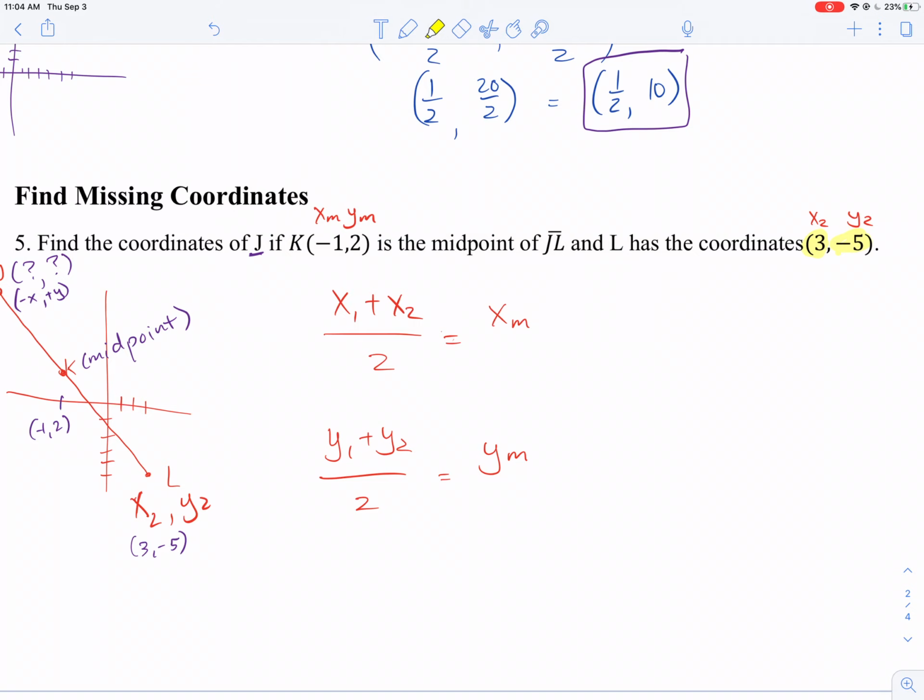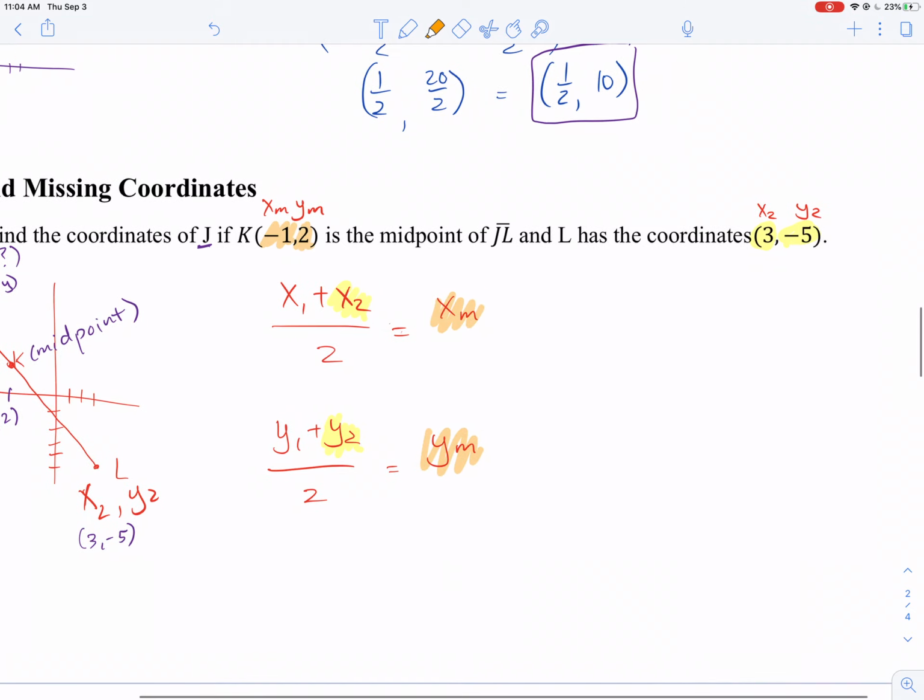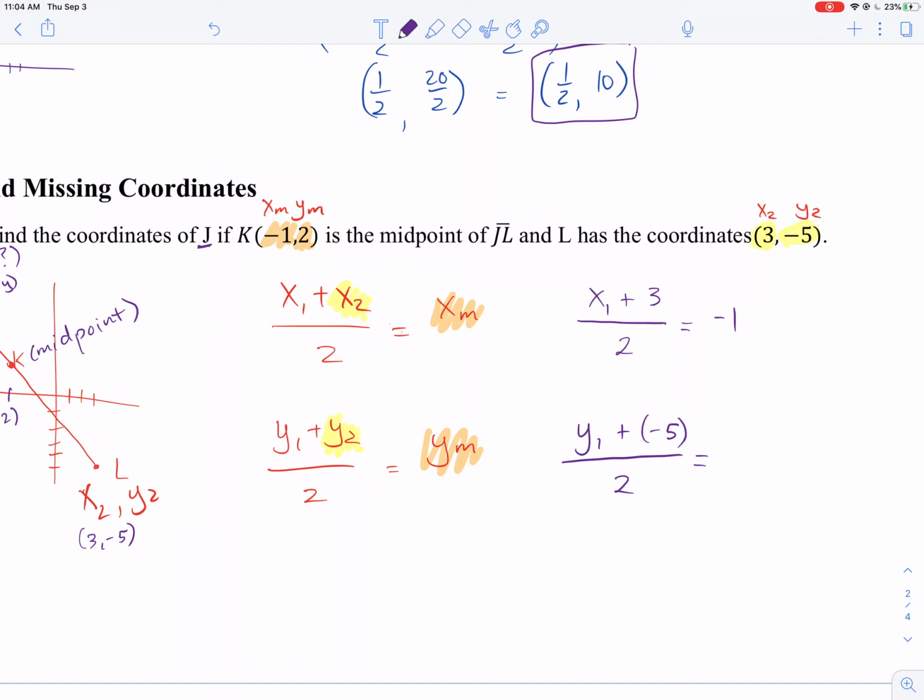So in this case, my x2 and my y2 are going to be yellow. So I'm going to substitute them in here, and then my xm and my ym, I'll say they're orange. So I'm going to substitute those in. So I still have x1 plus my x2, which is 3, over 2 equals my xm, which is -1. And then I'm going to say y1 plus y2, which is -5, I'm going to put in parentheses, divided by 2, equals my ym, which is 2.